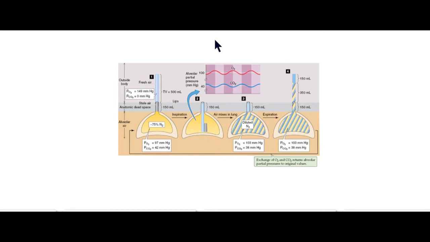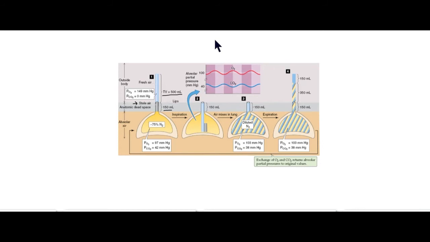Your tidal volume is 500 mils. You have 150 of stale air, okay? That stale air means that was the last 150 that you breathed out, right? It was right before you're getting ready to breathe in, you had to breathe out. So you've already equilibrated that with your blood, okay? The last 150 mils that you breathe out basically get stuck in your conducting airways, okay?